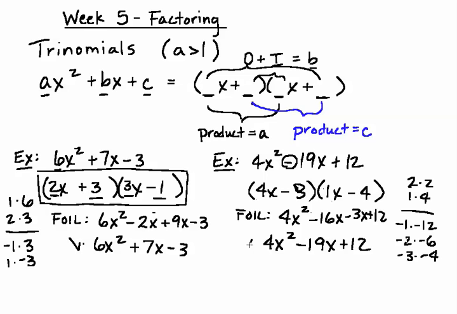So that is the correct trinomial. So 4x minus 3 times 1x minus 4 is the correct factoring. And so that would be our final answer in this case.